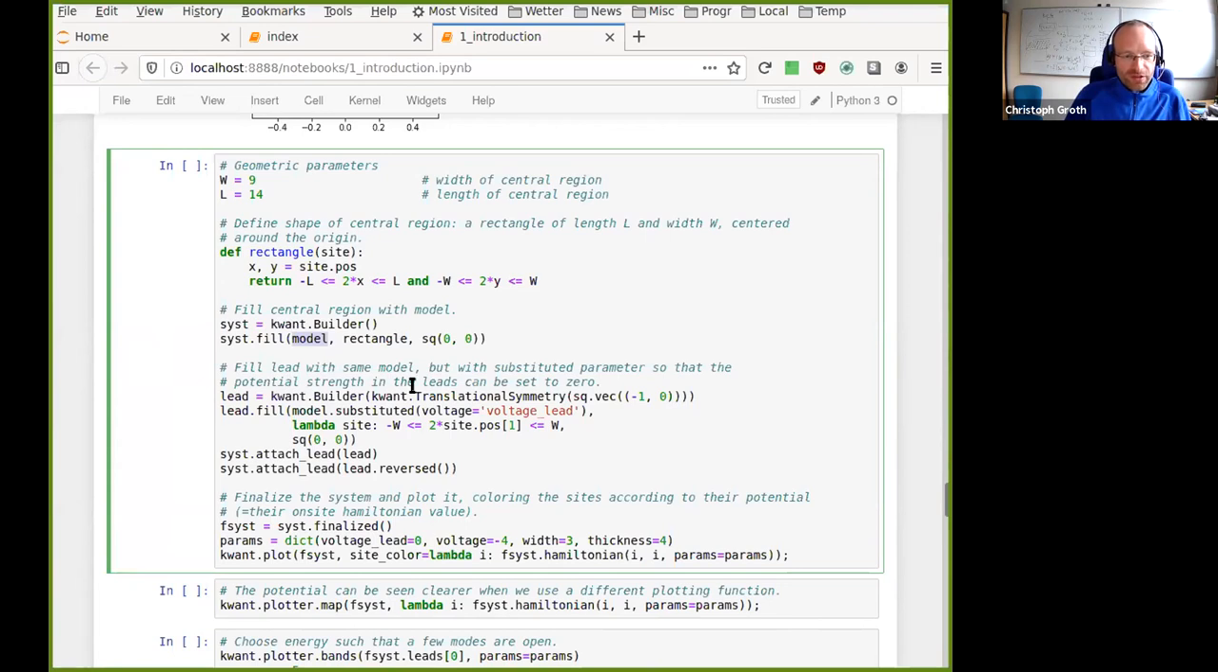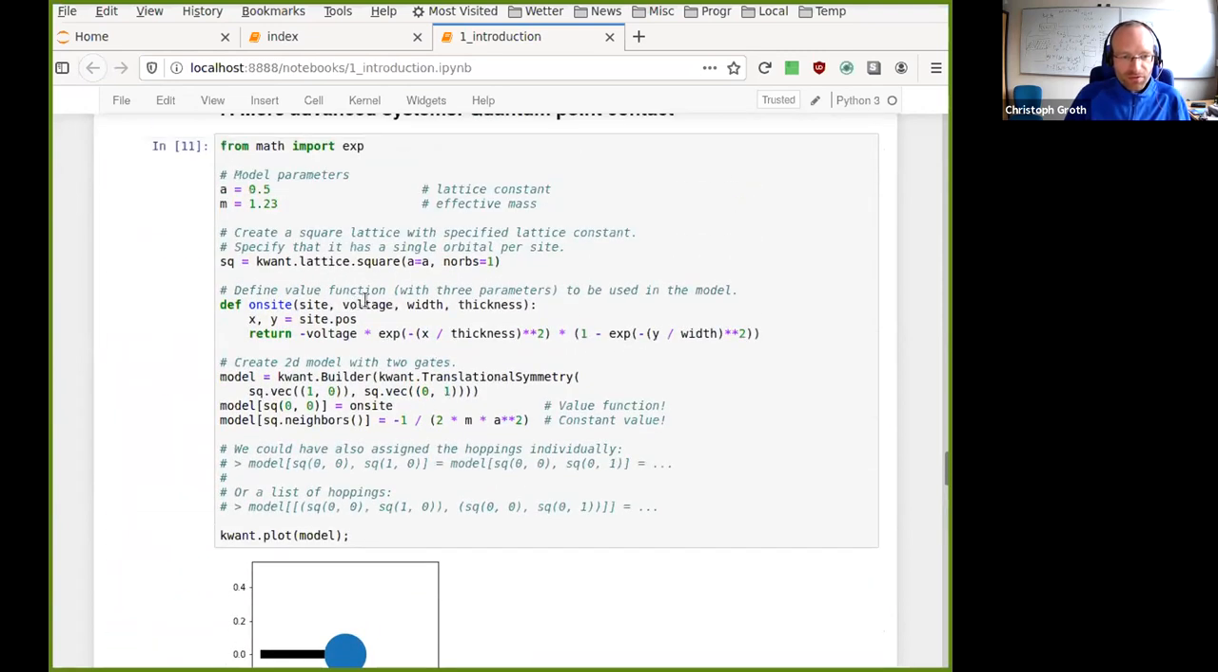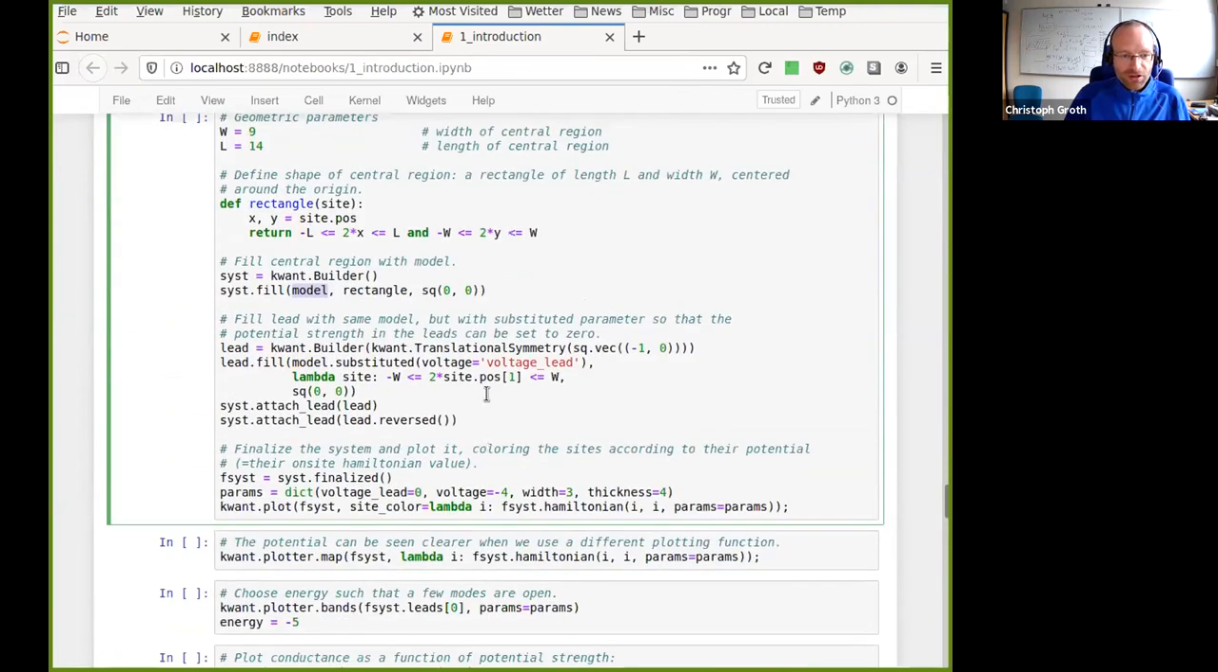I create a lead with a 1D translational symmetry, and I fill it again with the same model. But there is one subtlety now. We have a parameter here called voltage. You see, it's the first parameter, and this corresponds to the strength of the potential. But Kwant leads must be by definition translationally invariant, so the potential must be the same everywhere.